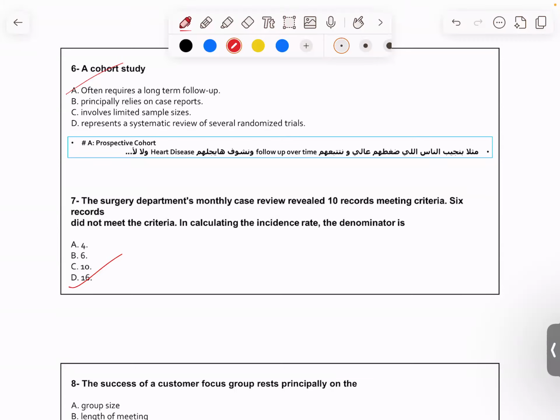10 records met the criteria, which are the new cases, plus 6 records that did not meet the criteria. So the denominator is the total number of cases reviewed, which is 10 plus 6 equals 16. That's the correct answer, 16.